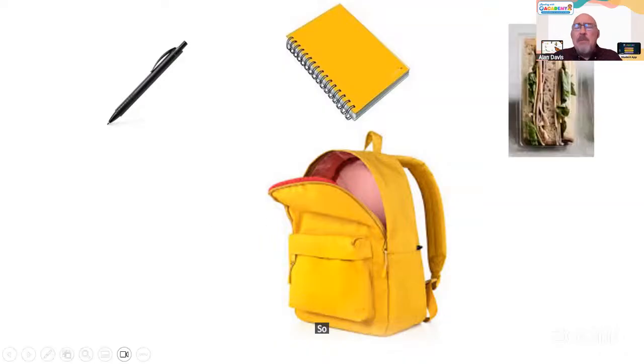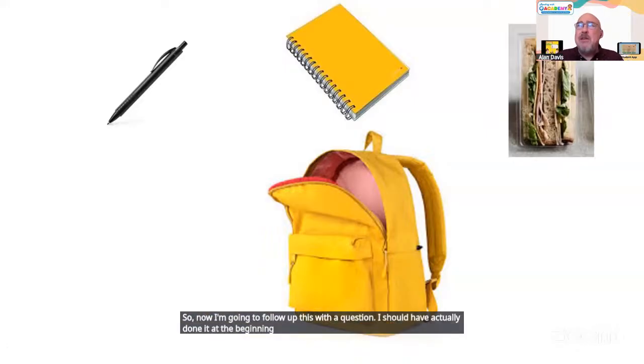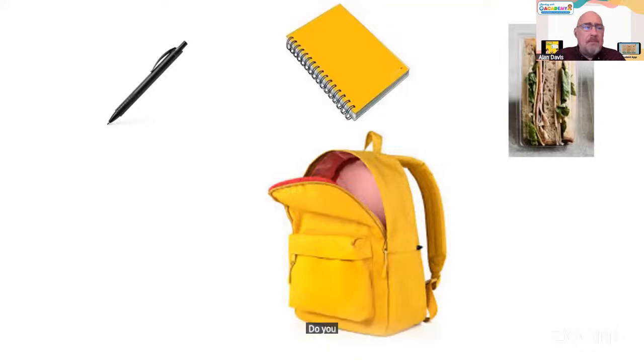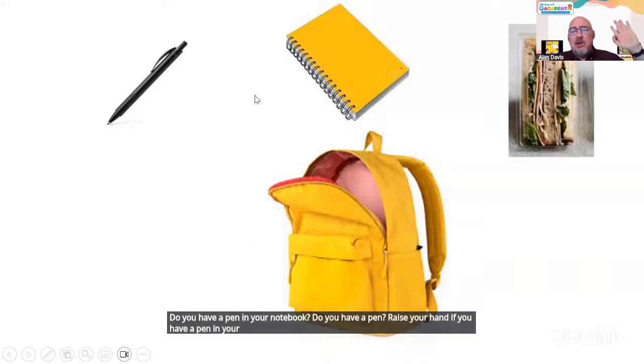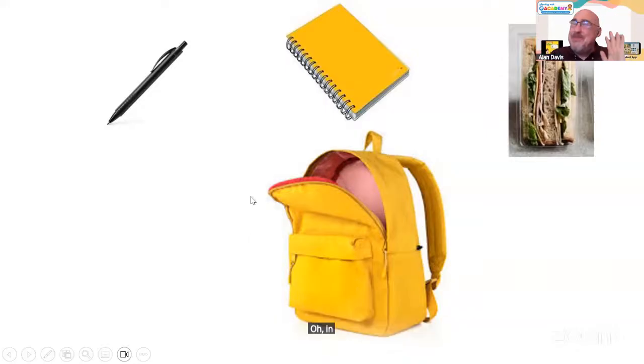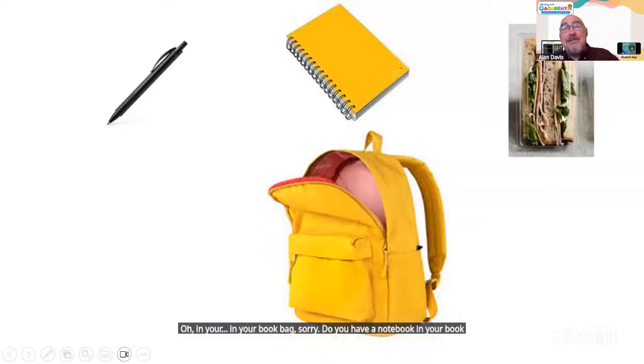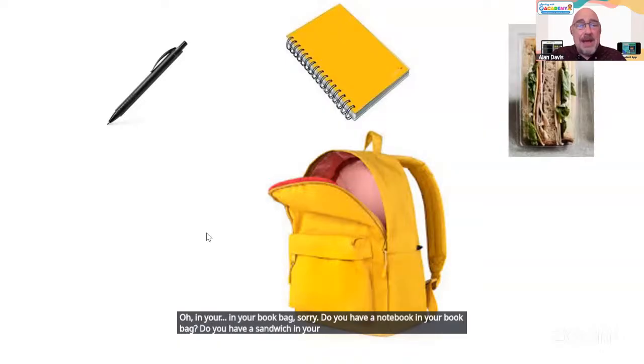So now I'm going to follow up this with a question. I should have actually done it at the beginning. I just got ahead of myself. Do you have a pen in your notebook? Do you have a pen? Raise your hand if you have a pen. Oh, in your book bag, sorry. Do you have a notebook in your book bag? Do you have a sandwich in your book bag?